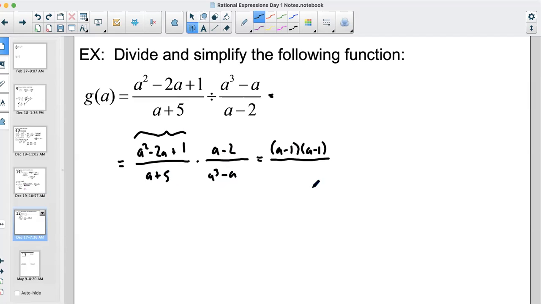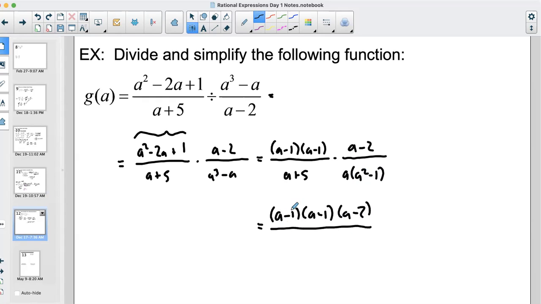The top of this one is a quadratic that can be factored as a minus 1 times a minus 1. The bottom is just a plus 5. The top of this one is just a minus 2. I can take an a out of these and I get a times a squared minus 1. It still doesn't really look as though anything can be canceled, but that is false because this a squared minus 1 can be factored as well. I got 2 a minus 1s on top and an a minus 2. On the bottom here, I've got an a, that a all by itself. I got this a plus 5. And a squared minus 1 factors into a minus 1 and a plus 1.